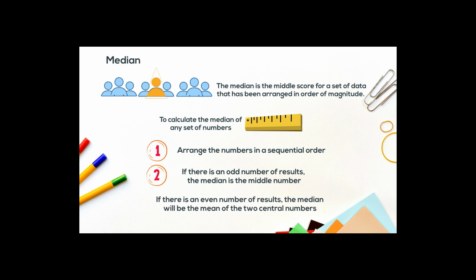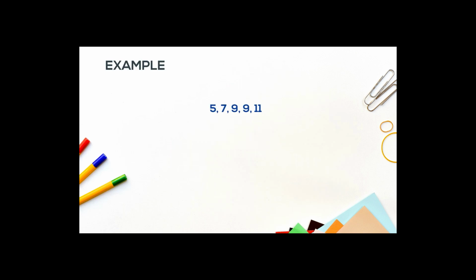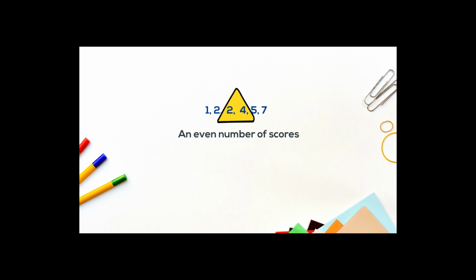The first step to find the median is to arrange the numbers in sequential order, from smaller to larger or from larger to smaller. If there is an odd number of scores, we just choose the middle one. If there is an even number of scores, we take the average of the middle two scores.